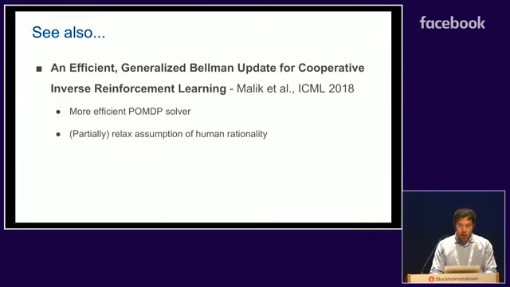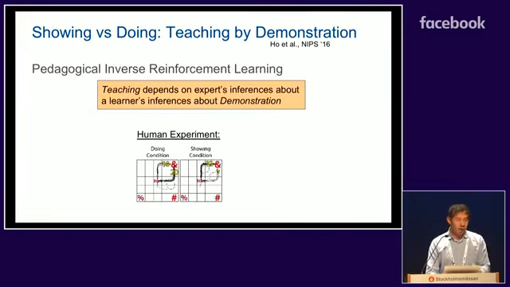I'll just quickly note here that an extension of this work is also presented this year here at ICML. A related paper from Ho et al. in NIPS 16 also takes a Bayesian perspective to learning and teaching and arrives at a similar message, which is that an expert who is motivated to teach will, or should, take into account the learner's inference about what's optimal, which is called showing versus doing here.